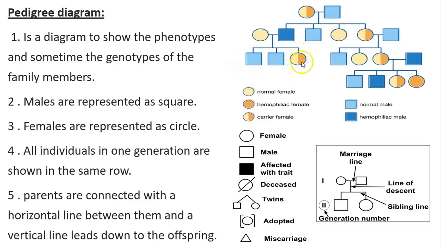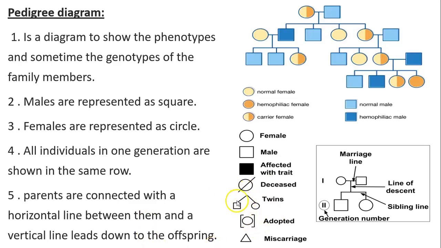Also, the half-shaded ones do not show it in their phenotype, but we know that they are heterozygous for it. So we know that they are carriers of the recessive gene that will show in the phenotype if both alleles were recessive. Now, there are some other symbols that are not showing in this pedigree. If you cross out a circle or a square, this means that this individual is deceased or dead.